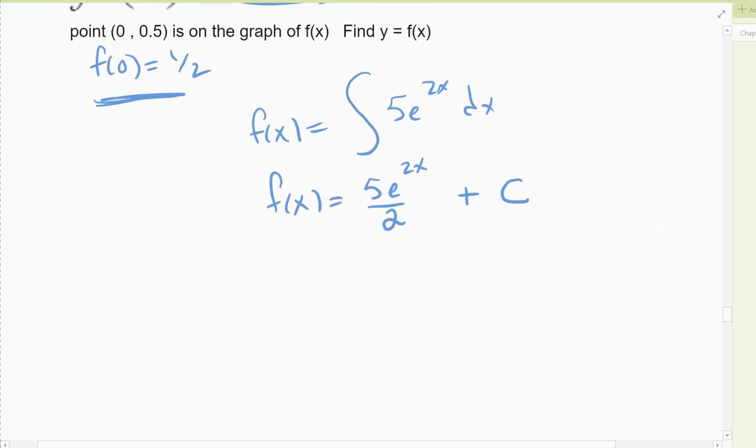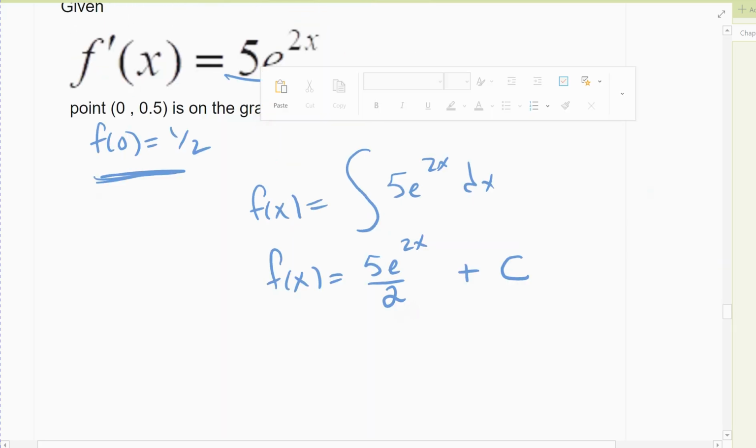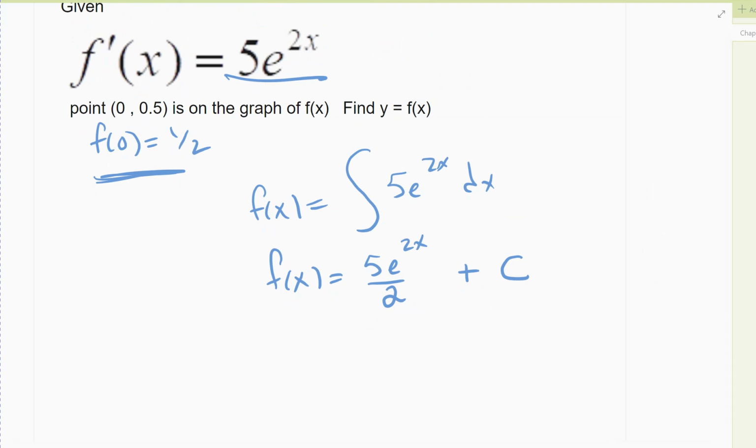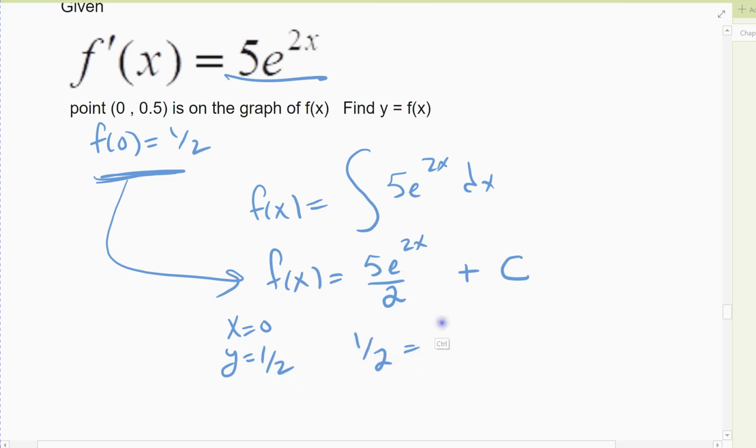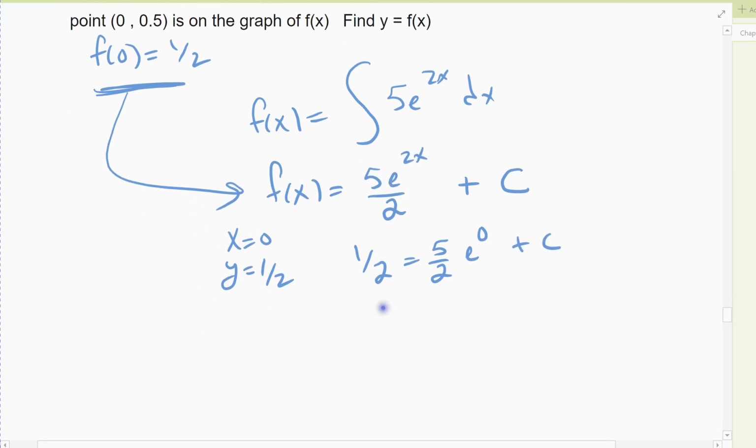Alright, so all possible functions with this derivative, 5e to the 2x, if I take the derivative of this, I would get 5e to the 2x, plus some unknown constant. To figure out that unknown constant, I use this information. When I plug 0 in, when x equals 0, my y value should come out 1/2. My function value should come out 1/2. So 1/2 equals, we'll plug 0 in, I get 5/2 e to the 0 plus c. I'm plugging 0 in here for x. So I get 1/2 equals 5/2.